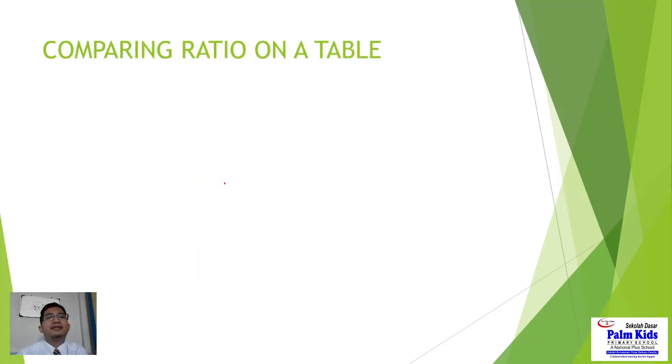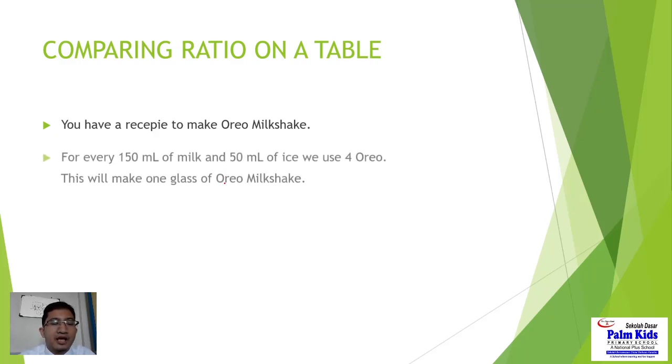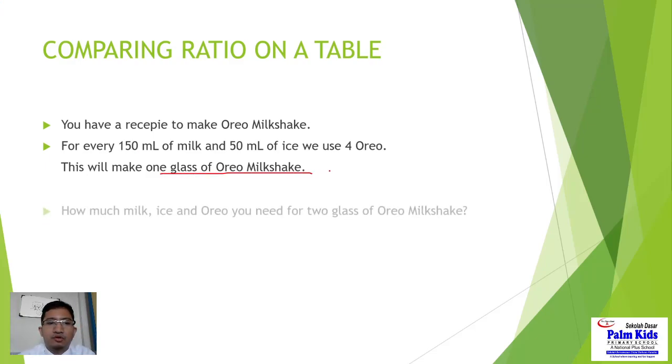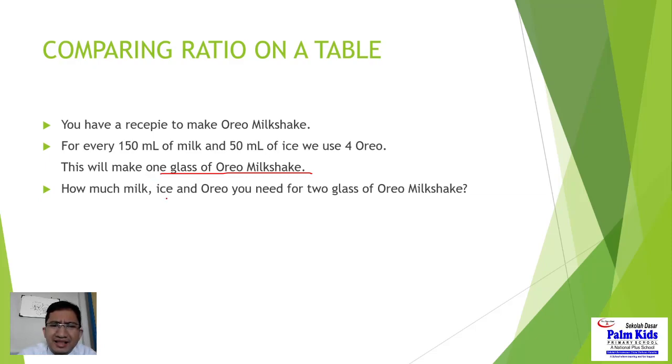Okay, now we go to the main thing, that is comparing ratio on a table. So this kind of problem exists. You have a recipe to make Oreo milkshake. Now, for every 100 milliliters of milk, 50 milliliters of ice, we use 4 Oreo. So the ingredients are milk, ice, and Oreo. Now, that will make 1 glass of Oreo milkshake. Now the question is, how much milk, ice, and Oreo do you need for 2 glasses?